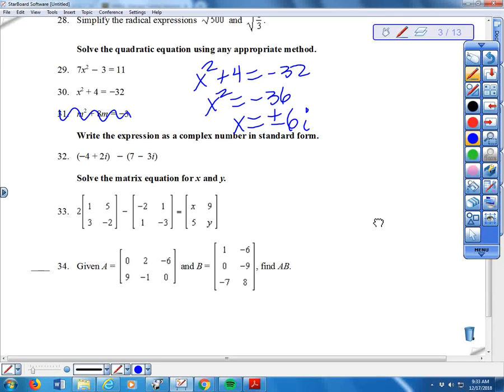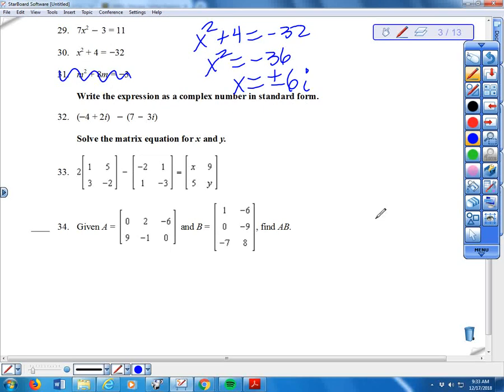Write the expression as a complex number in standard form. Negative 4 minus 7 is negative 11. 2i plus 3i is 5i.